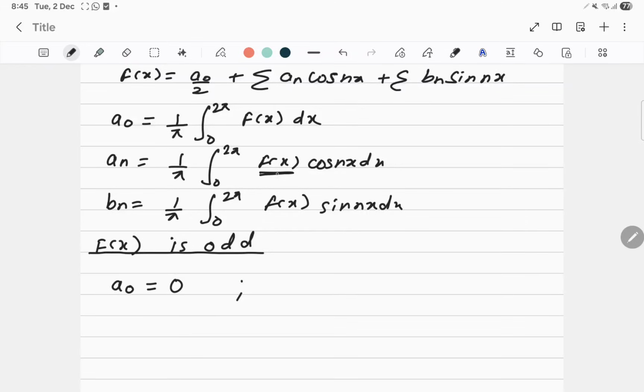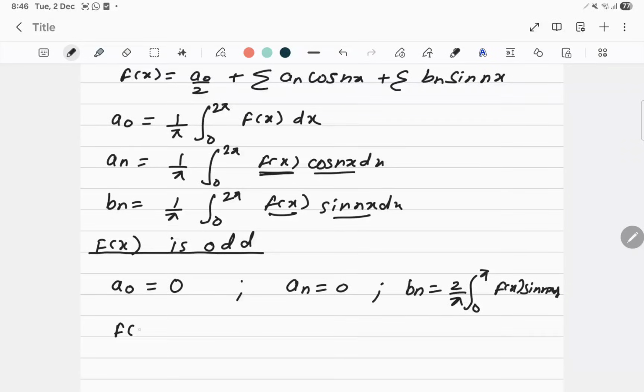Now if this is odd, cos nx we know is an even function always. So odd and even function makes an odd function. So your an will also become 0. And when f x is odd, your bn value, see, this is odd, this is odd. Odd and odd, even. 3 plus 3 is 6 now. So odd and odd is even. So it becomes 2 by pi integral 0 to pi f of x sin nx dx.